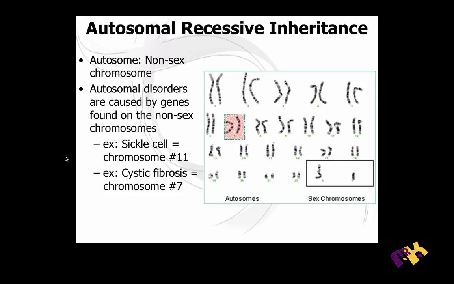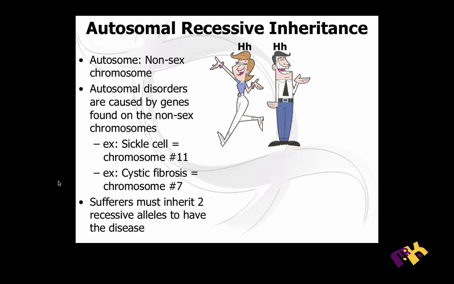A couple examples. Sickle cell anemia. That's a disorder found on chromosome 11. And the alleles or genes that code for cystic fibrosis are found on chromosome 7. So these are 2 examples of autosomal recessive inheritance. The sufferers of these autosomal recessive disorders have to get a recessive allele from each parent, right? They have to get 2 recessive alleles in order to be afflicted.